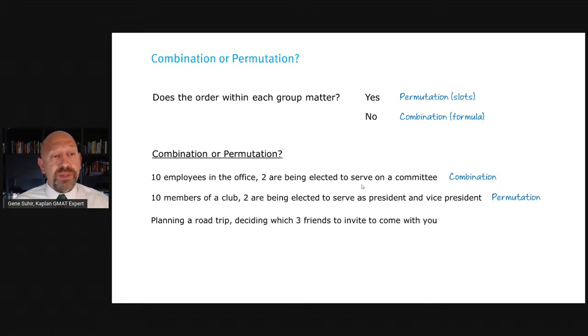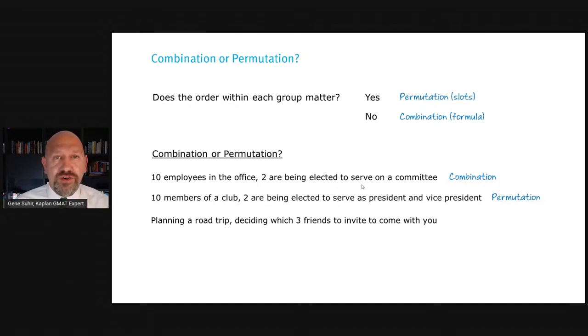How about here? Planning a road trip, deciding which 3 friends to invite to come with you. Let's give them names, change the order, see if it makes a different outcome. If my 3 friends are Livan, Ravish, and Kashyap, as opposed to Kashyap, Livan, and Ravish, it's the same friends that are coming with me.